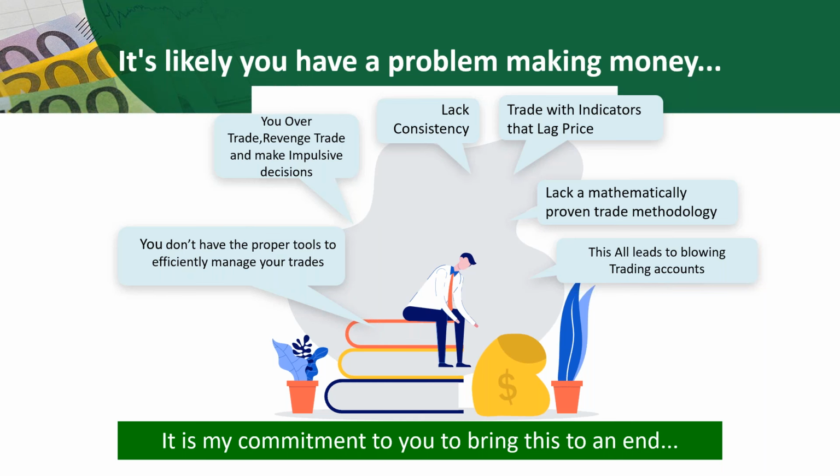So it's like you have a problem making money, otherwise you wouldn't be here, right? Why? Because you don't have the proper tools to efficiently manage your trades. You overtrade, you revenge trade, you make impulsive decisions. This is the biggest pitfall most traders have. You lack consistency. You trade with indicators that lag price. You also lack a proven mathematical trade methodology, and all these things lead to blowing up trading accounts. So my commitment to you is to bring this to an end.